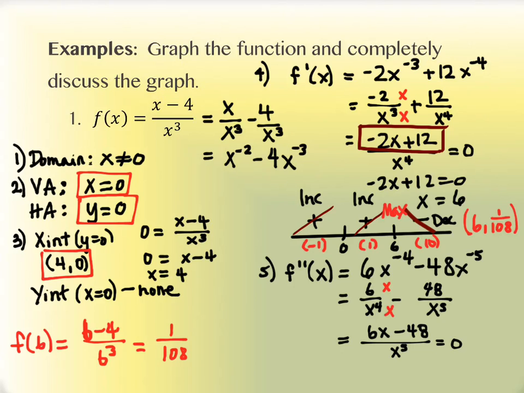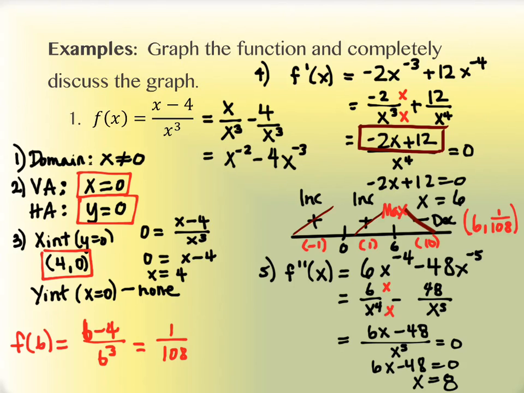There's a lot going on in this problem, right? There's a lot of steps that you have to go through. All right, so we want to set this equal to 0. The denominator will equal 0 when x is 0. Fine. How about the numerator? x equals 8. Is everybody good with that?